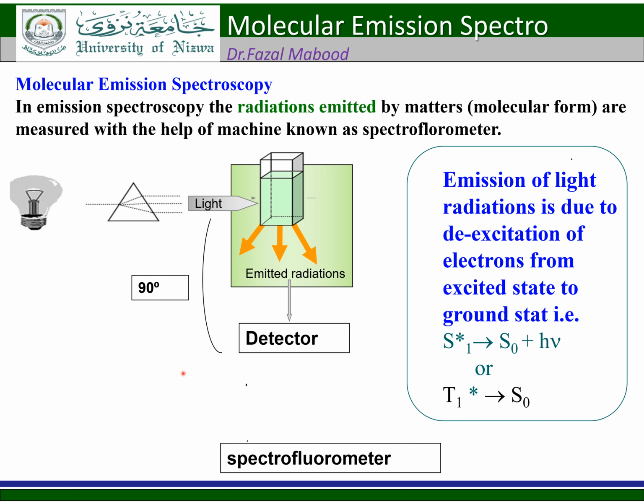Emission spectroscopy is a de-excitation process. What is meant by de-excitation process? In emission spectroscopy, when the excited electron comes back to the ground state, it emits the extra energy in the form of light. Here again you see the excited singlet state and triplet state, and they come to the ground state. The extra energy when they come back to the ground state is emitted in the form of light, and that emitted radiation we measure with the help of the detector or spectrophotometer. So it is called emission spectroscopy.